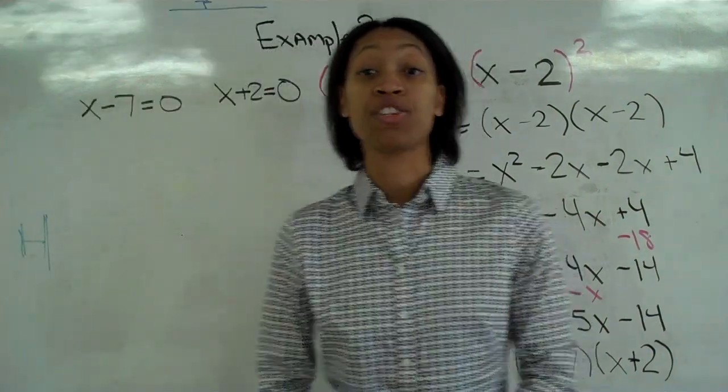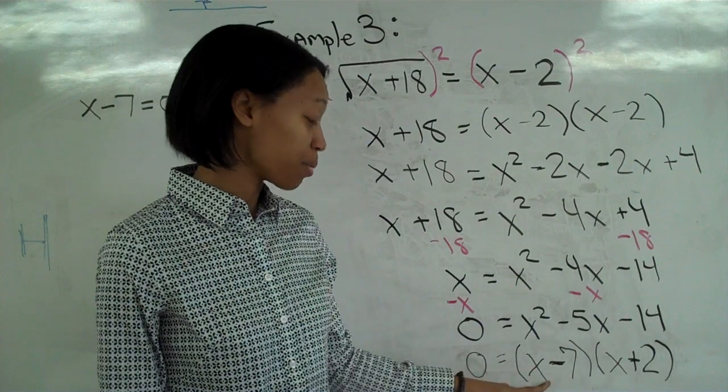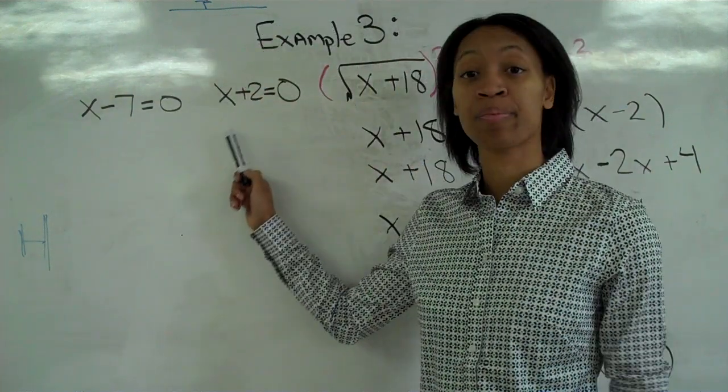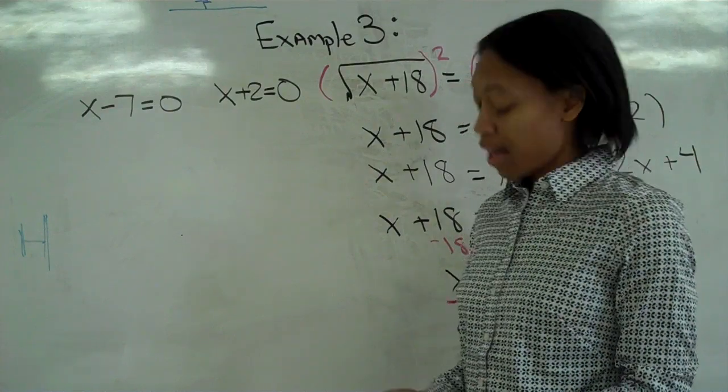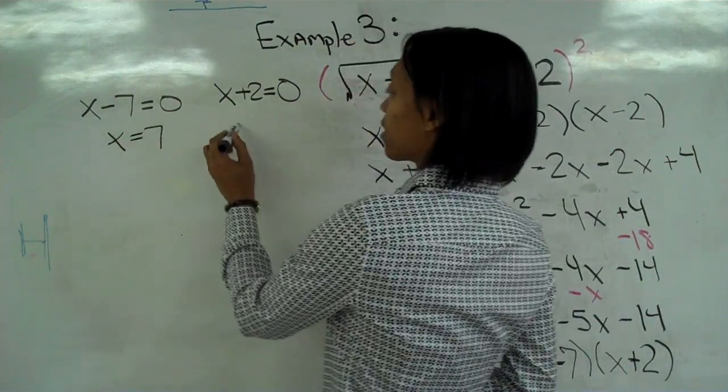So now, to finish solving, we simply take each part and put it equal to 0. x minus 7 equals 0, and x plus 2 equals 0. So that gives us x equals 7, and x equals negative 2.